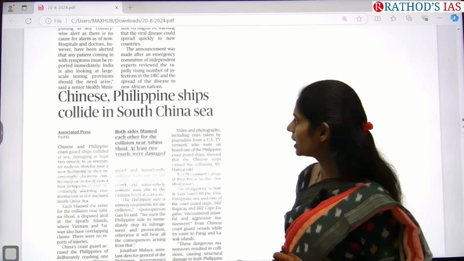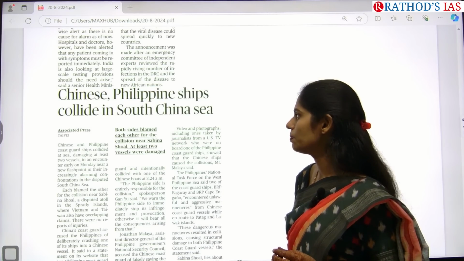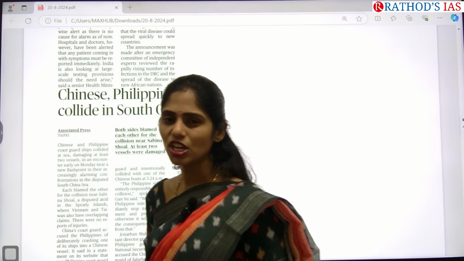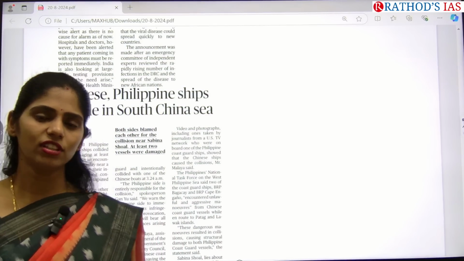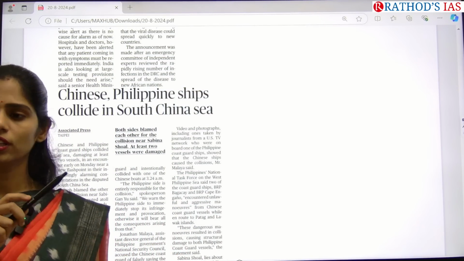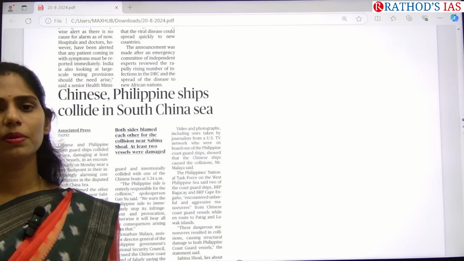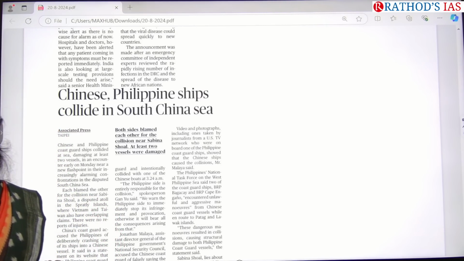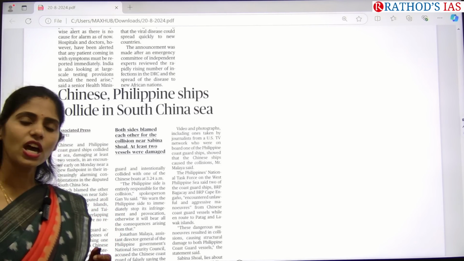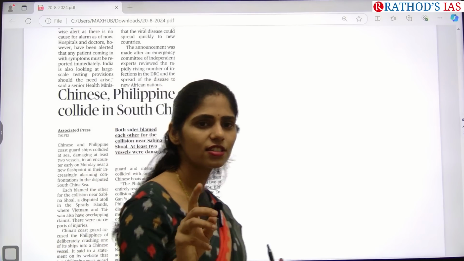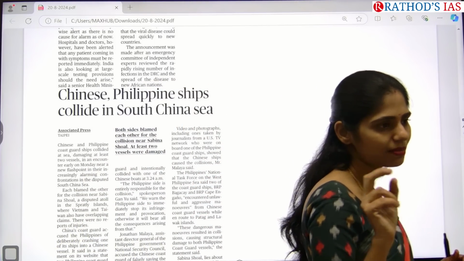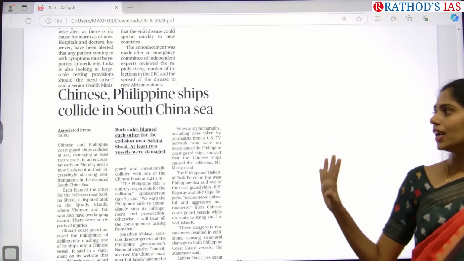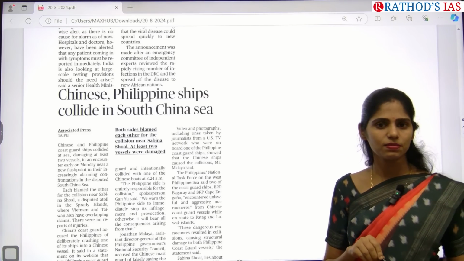And next, see this article: Chinese and Philippine ships collide in the South China Sea. As I said, wherever China has the chance, either on land or on water, it will have disputes with different countries. One such conflict region is the South China Sea. In the South China Sea, we have 3 island groups: Paracel Islands, Spratly Islands and Scarborough. China is claiming these as its own.